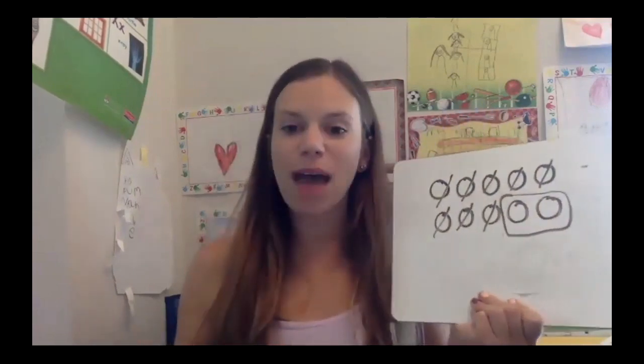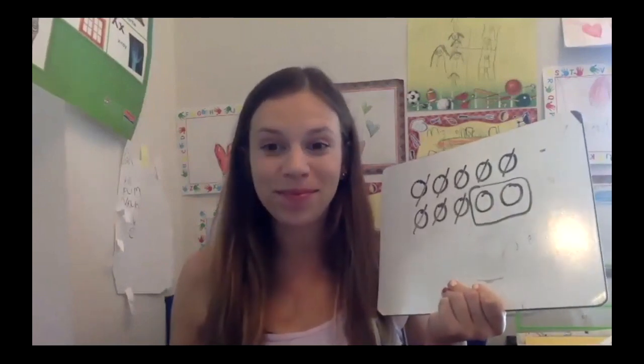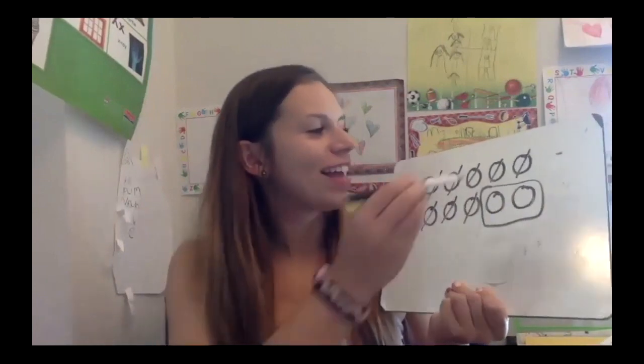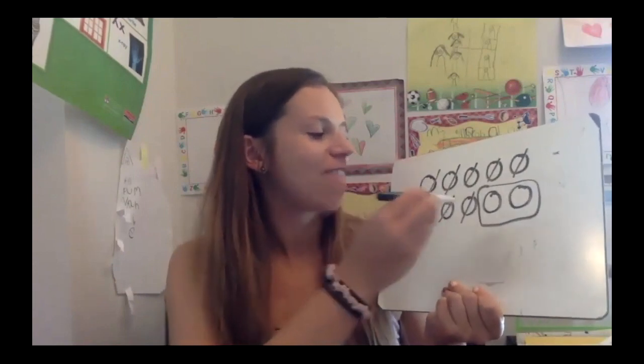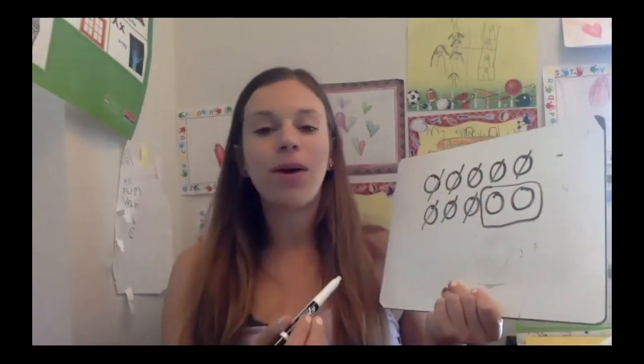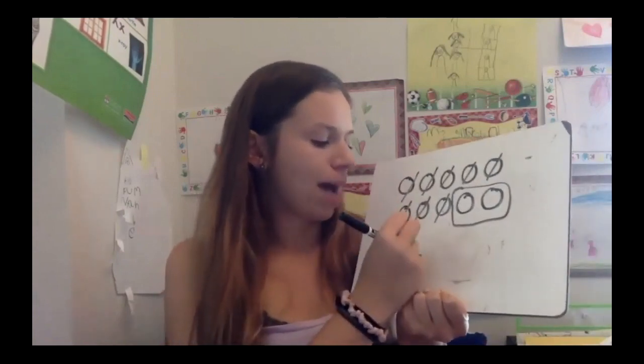I crossed them out to show that they got taken away. They got put under the splat. How many dots were put under the splat? That's right. 1, 2, 3, 4, 5, 6, 7, 8 dots were put under the splat. 10 minus 8 equals 2.